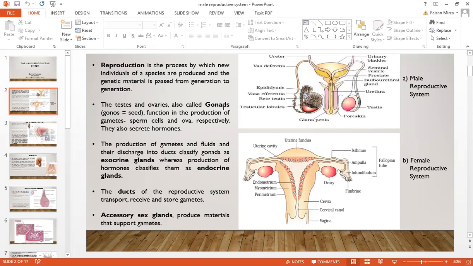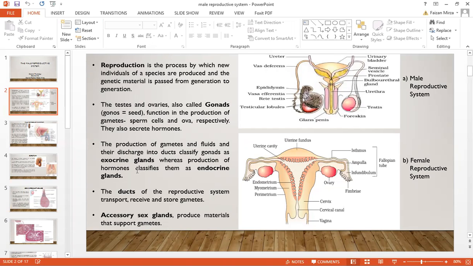Then the gonads are the region where the gametes are made, the sperm and the ova. These are the testes and ovaries in males and females. This is the female reproductive system shown to you. The male reproductive system is shown to you. You can see the gonads, the ovary and the testes, labeled appropriately.